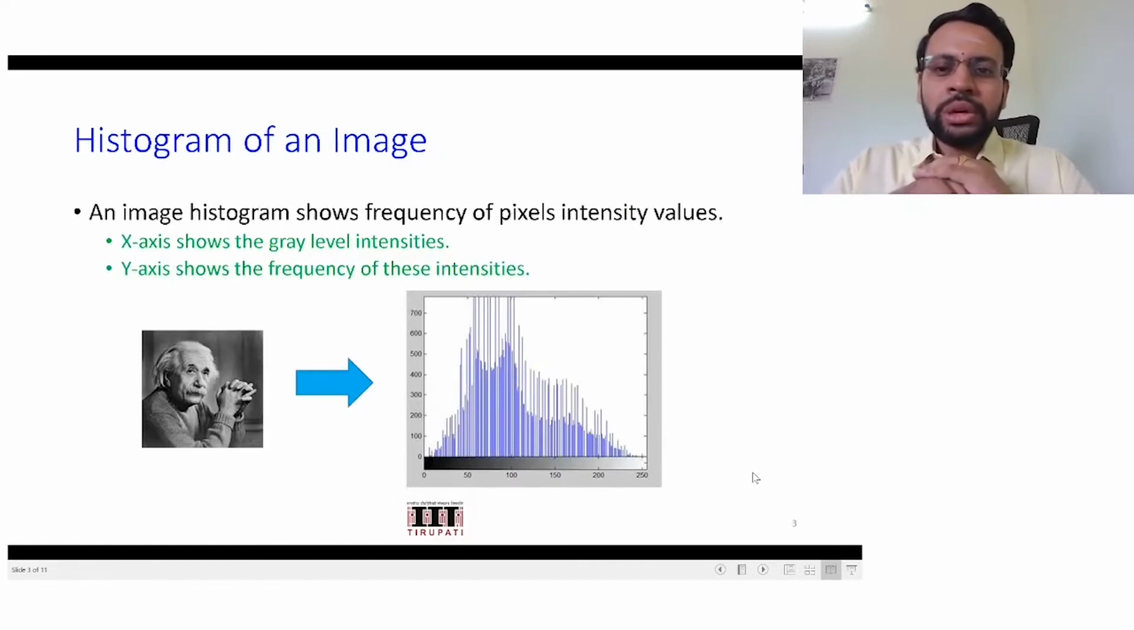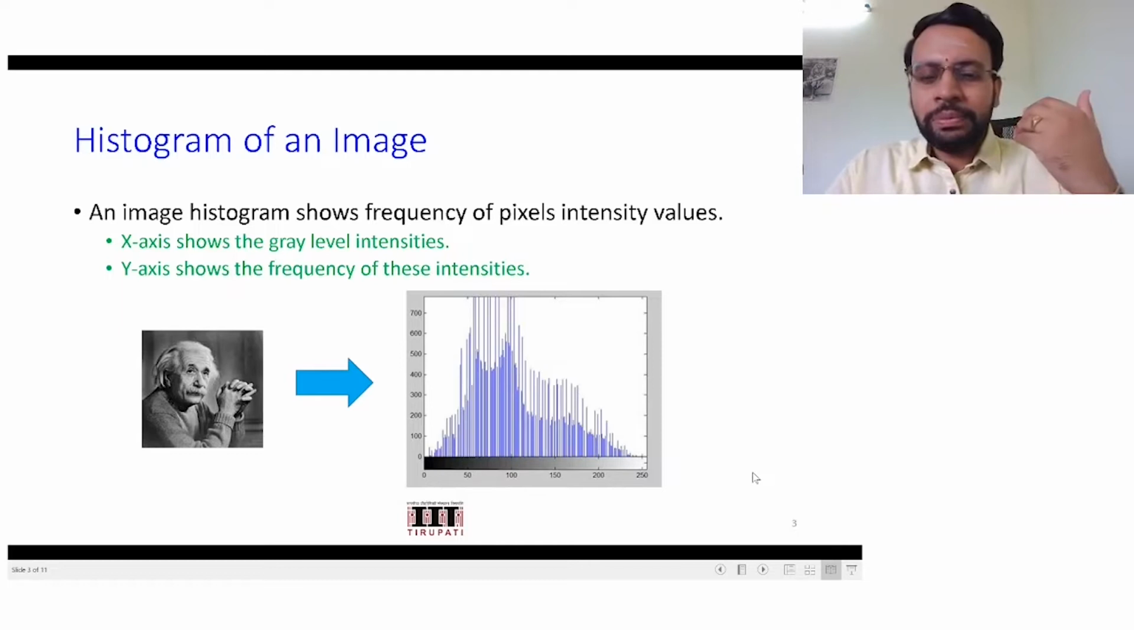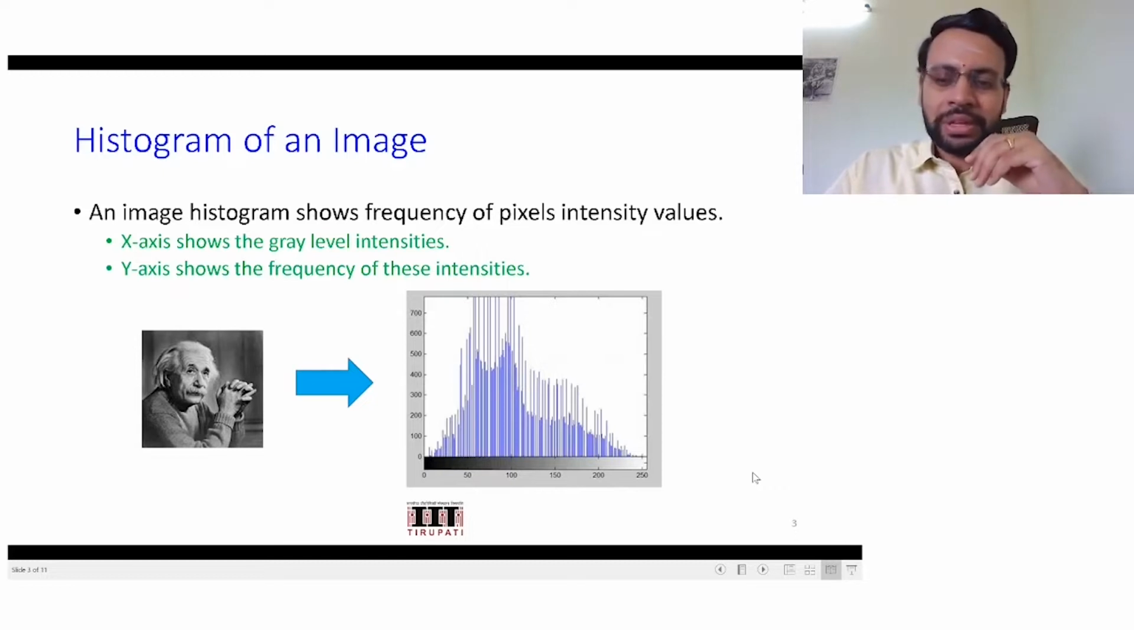I'm sure you all know by this time what a histogram means. We could say it is a progress report of the intensities present in a given image. More formally, you could think of it as an abstract representation of intensities present in a given image.